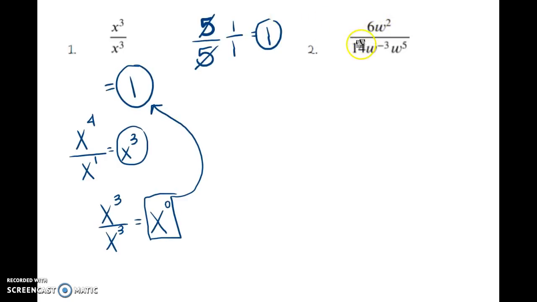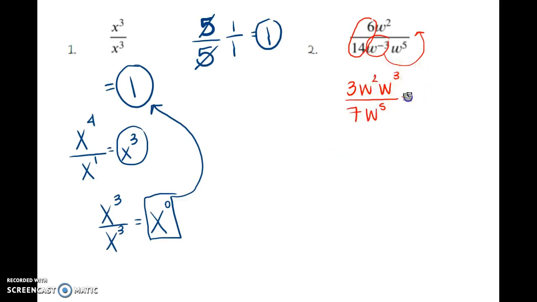We have 6w squared over 14w to the negative third, w to the fifth. So just like yesterday, let's make sure to simplify our fractions. So our coefficients 6 over 14, both of those are divisible by 2. So I'm going to get 3 over 7. The w squared, I'm going to leave that where it is. W to the negative third, we're going to move that to the top and make that w to the positive third. And then we can leave w to the fifth in the denominator.